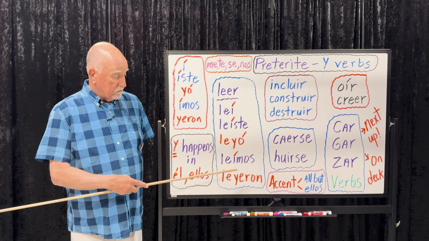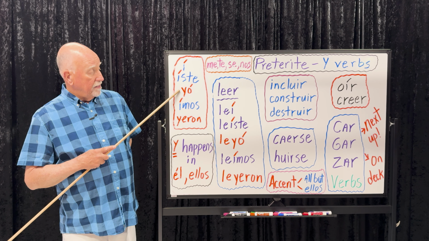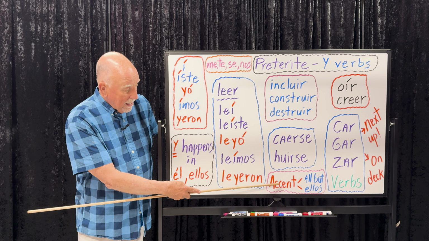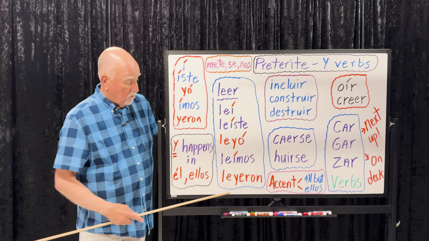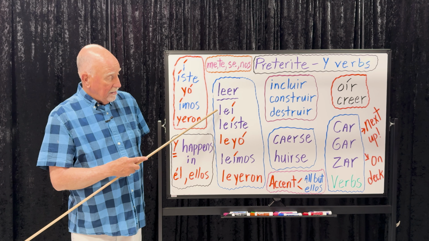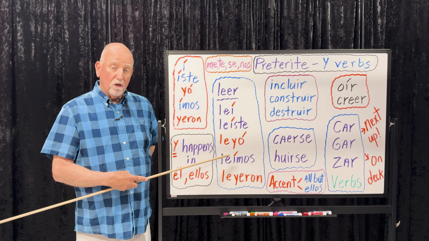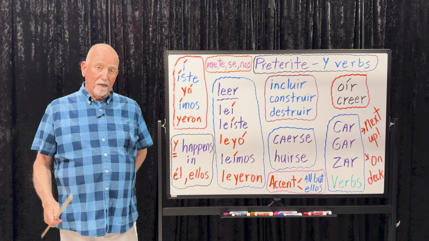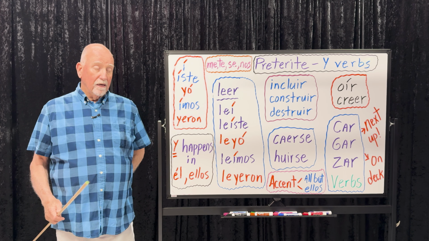Let's take a look at the accent marks. We have an accent mark in the yo, the tú, the él, ella, and the nosotros, but not the they form. It says right here, accent all but the ellos form. Look at your example. Leí, leíste, leyó, leímos, all with an accent mark, and leyeron does not have an accent mark. Okay? Come back up here to the endings. Let's take the verb leer. You see the í, the íste, the yó, the ímos, and the yeron. You see it right here as well.